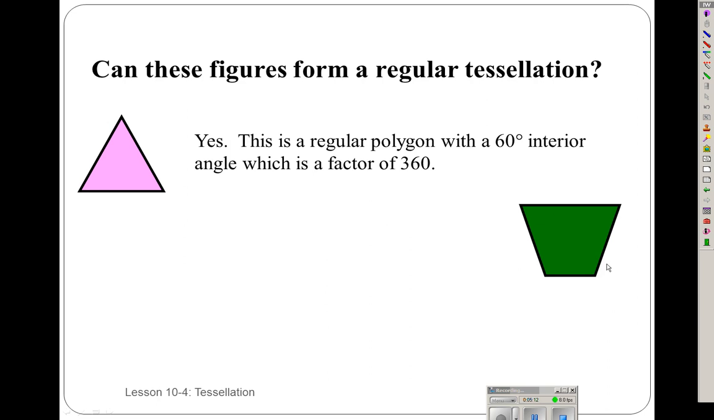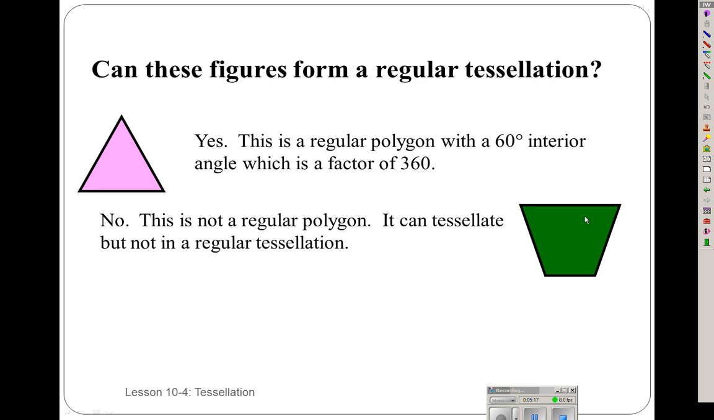How about this trapezoid? Well, I know immediately that it's a no, because this isn't a regular polygon. The sides are definitely not congruent, not all of them anyway, and the angles are definitely not congruent. You have acute angles up here at the top, obtuses at the bottom. This is not a regular polygon, so it doesn't do a regular tessellation. However, it will tessellate in another fashion. You can tile a floor with a trapezoid. It just won't be a regular tessellation.